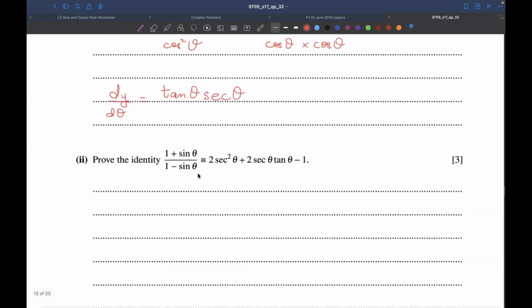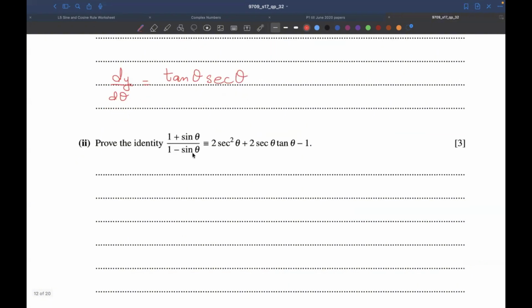In part 2, it says prove the identity 1 plus sine theta upon 1 minus sine theta is as given. Now, if you have to prove what is given on the right hand side, to simplify this, we can start off by multiplying the numerator and denominator with the conjugate of the denominator. So what this actually means is we can write it as 1 plus sine, and we can multiply the numerator by 1 plus sine and the denominator by 1 plus sine as well.